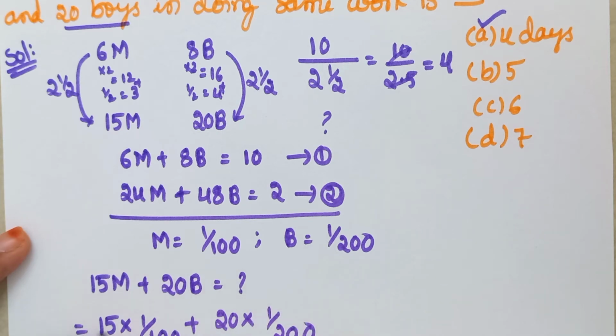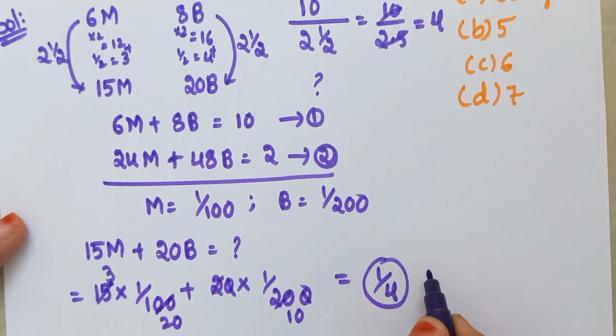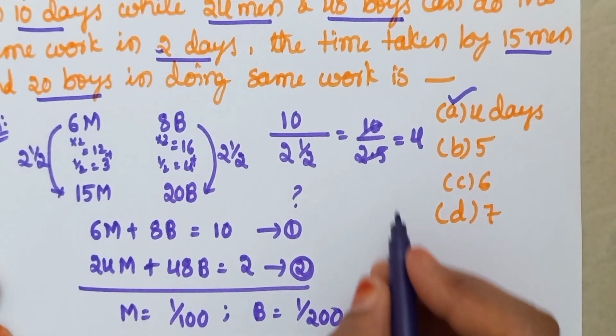So, then what will we get? 5 3s are 15, 5 20s are 100. So, what will we get? 2 10s are 20. So, by this we will get 1 by 4. If we invert this we will get the number of days. So, in 4 days they can do the work.